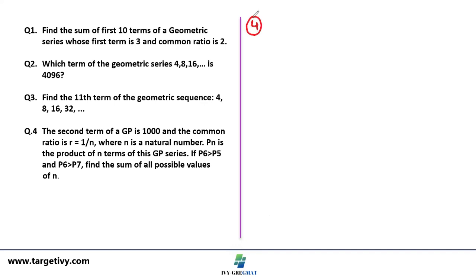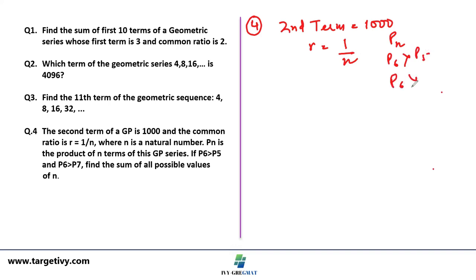Let's see. The fourth question. The second term is 1000. R is equal to 1 by n. And the product of the n terms is given as Pn, where P6 is more than P5 and P6 is more than P7. So let's break it down.